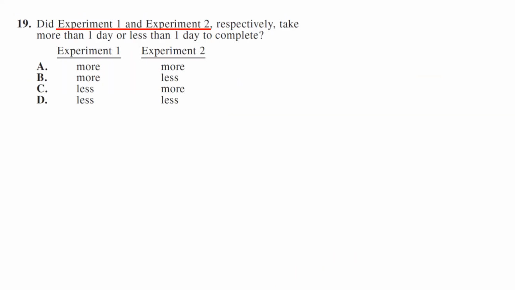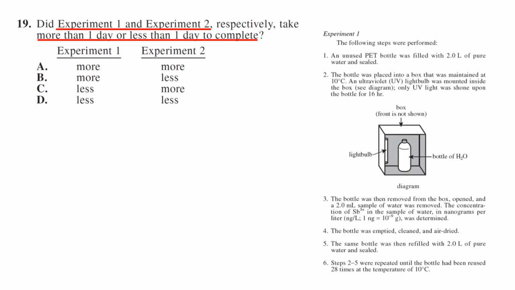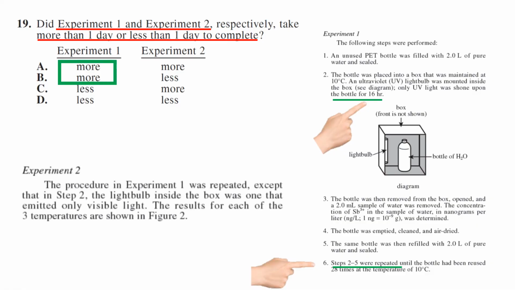Did experiment 1 and 2, respectively, that means in order, take more than 1 day or less than 1 day to complete? So let's look at experiment 1 first. And we see in step 2, it took 16 hours for the first bottle. But what about the other bottles they did? Well, we see in step 6 that the steps repeated, steps 2 through 5, 28 times. So that's definitely more than 1 day. Let's look at experiment 2. Experiment 2 says the procedure in experiment 1 was repeated, so they're doing the same thing. So the answer would have to be more in both of them. So your answer is A.